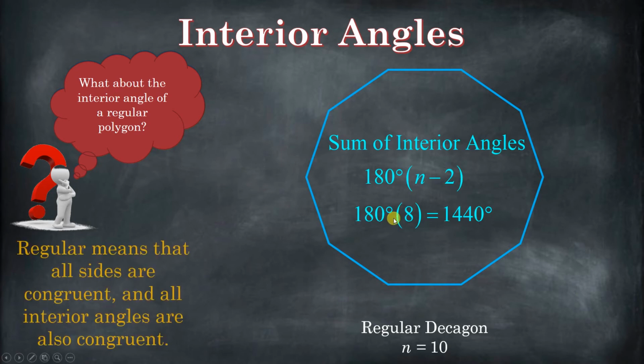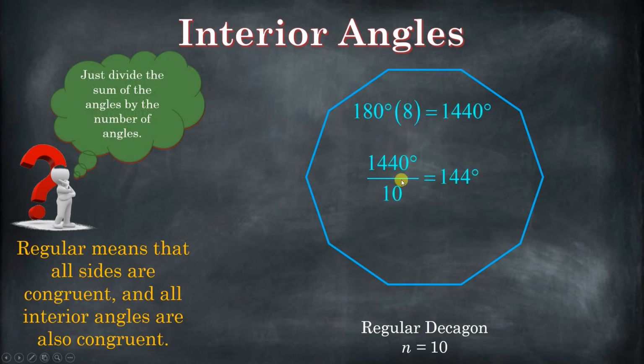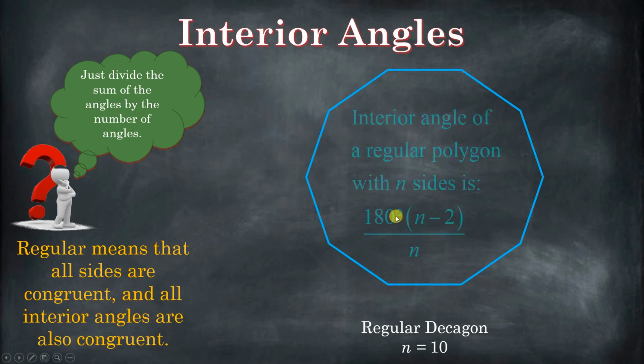Now, because this is regular, it means all of the sides are congruent to each other. It also means all of these interior angles are congruent to each other. So there are 10 angles, and they're all the same. We know they all add up to 1,440. Since they're all the same and there are 10, all we have to do is divide the sum by how many angles there are, and we have 144 degrees per angle. So if you're being asked to find a single interior angle of a regular polygon, all you've got to do is figure out the sum divided by the number of sides. That gives us this formula right here: 180 times the quantity n minus 2, and you take that total and divide by n.